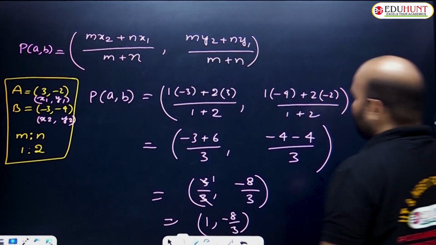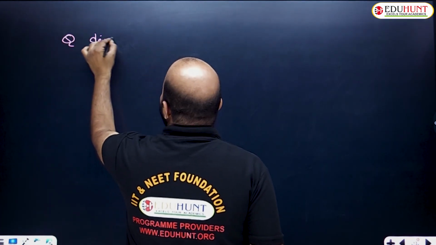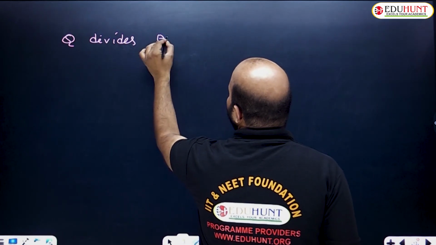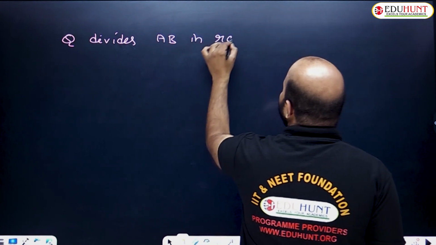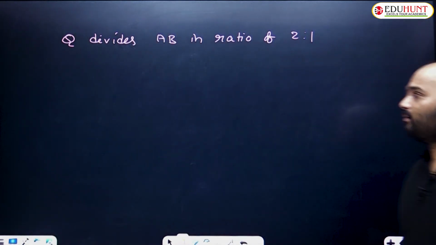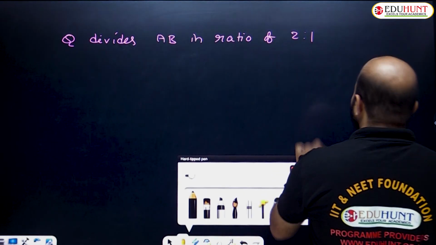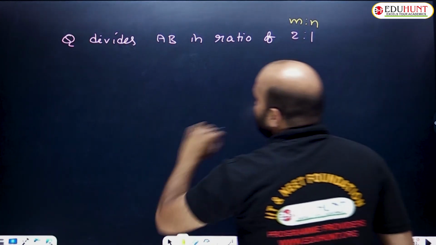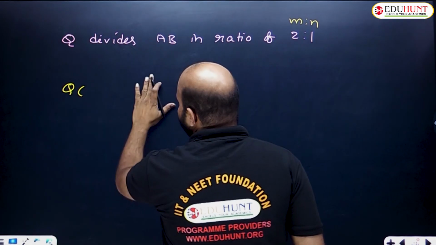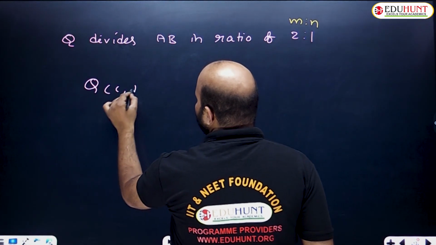Am I clear? So what I am taking: Q divides the line joining points AB in the ratio of 2:1. So P divides the line joining points AB in 1:2, and Q divides AB in the ratio of 2:1. Nothing but this is the m/n value. Am I clear? So by using the section formula, how will we get the Q point? What I am taking as Q is C comma D.